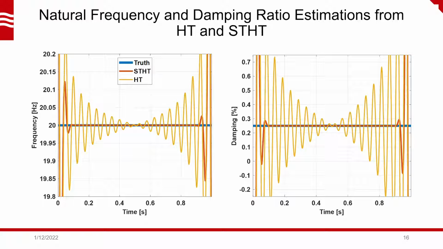From the derivatives of the estimated amplitude and phase, the natural frequency and damping ratio can also be estimated. As this is a linear system, the true values are constant flat lines at 20 Hz and at 0.25%. Due to its significant ringing artifacts, the Hilbert transform results oscillate about the correct values throughout the response and are particularly bad near the edges. Meanwhile, since the ringing artifacts are suppressed in the short-time Hilbert transform results, its natural frequency and damping ratio are smooth and nearly exact throughout the central 90% of the response.